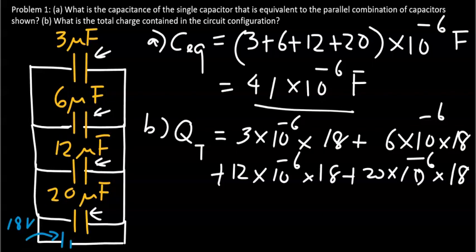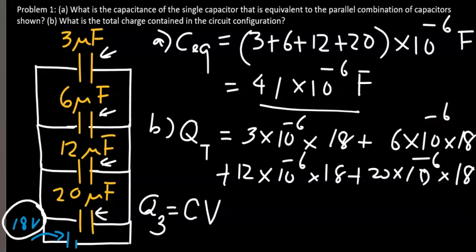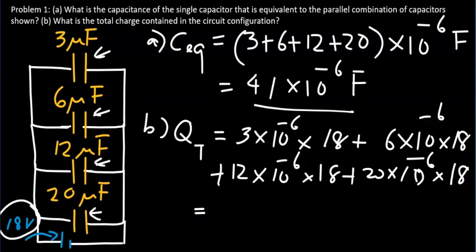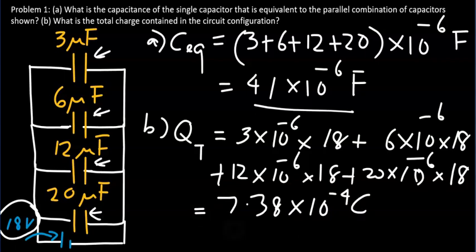I'm just using the fact that Q, for example, in the 3 microfarad capacitor is the capacitance of that capacitor times the potential difference across its plates, which is just 18 volts because they are connected in parallel. So the sum will become 7.38 times 10 to the power minus 4 coulomb. So that is the total charge contained in this network.